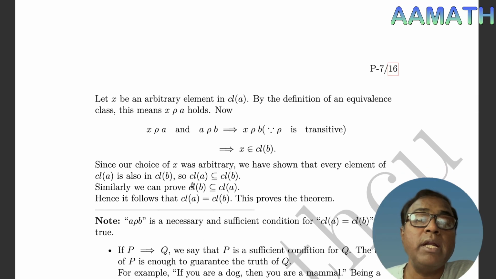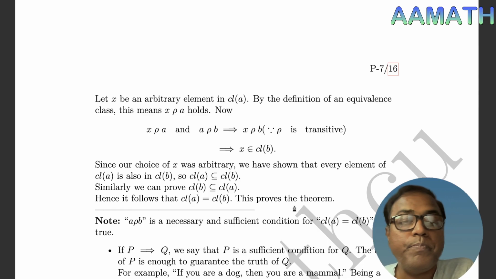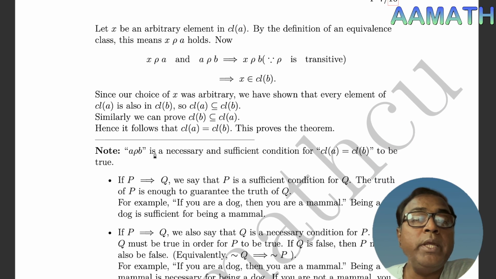Similarly, we can prove class B is a subset of class A. Hence, it follows that class A equal to class B. This proves the theorem. Note that A ρ B is a necessary and sufficient condition for class A equal to class B to be true.